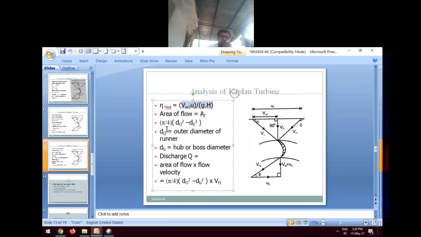Then another formula, area of flow, AF equals pi by 4 into (DO square minus DB square), where DO is the outer diameter of the runner and DB is the boss diameter or hub diameter. Discharge Q equals pi by 4 into (DO square minus DB square) into VFN, where VFN is the flow velocity.